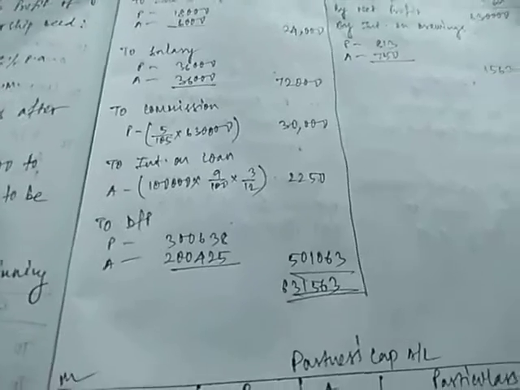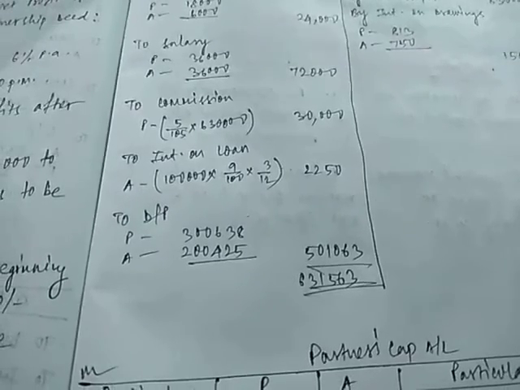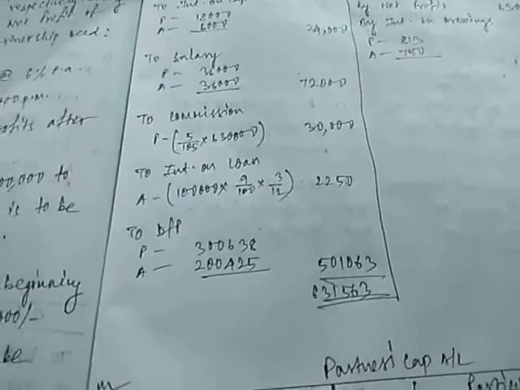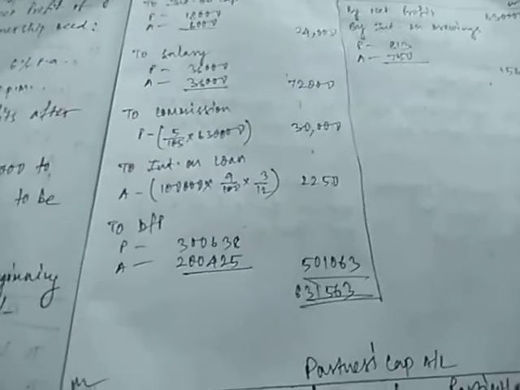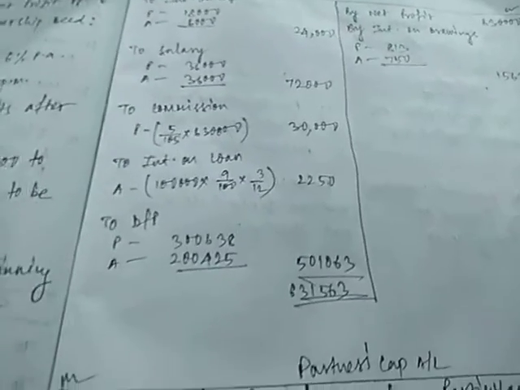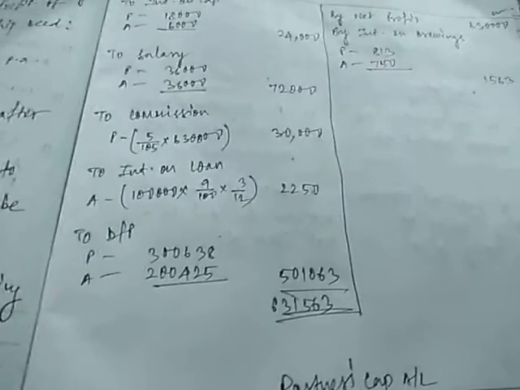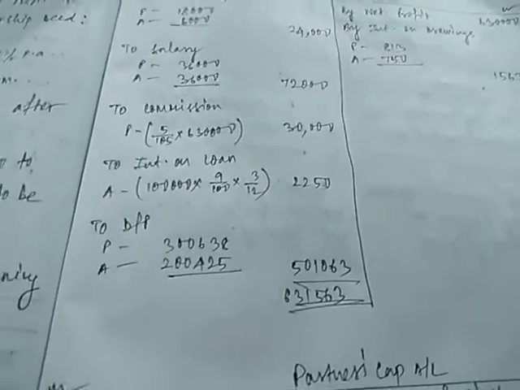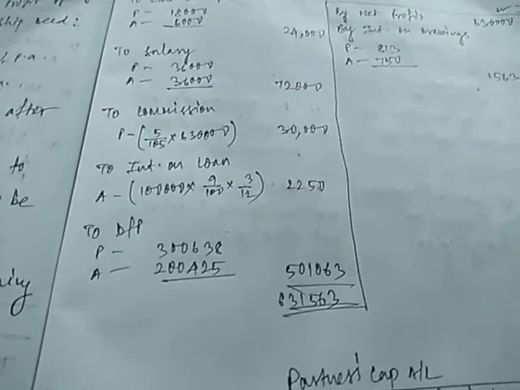Now again you might get confused that interest on loan cannot be provided with more than 6% per annum, but that is the case when there is no partnership deed. When there is no partnership deed, then interest on loan can be provided at the rate of maximum 6%, but when they have partnership deed, any amount of interest on loan can be provided. So here in this question 9% is the rate.